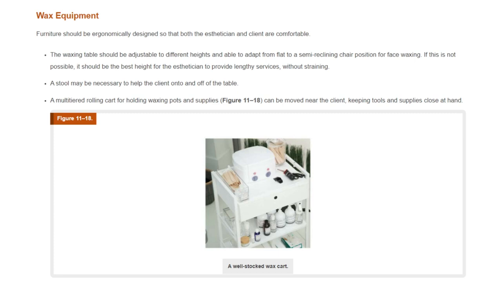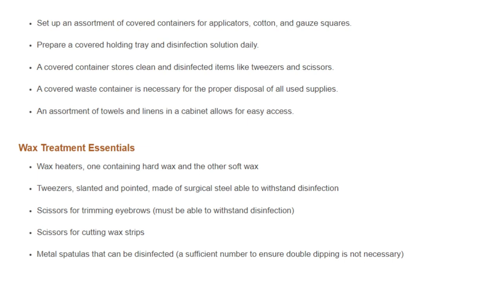A multi-tiered rolling cart for holding waxing pots and supplies can be moved near the client, keeping tools and supplies close at hand. Figure 11-18. A well-stocked wax cart. Set up an assortment of covered containers for applicators, cotton, and gauze squares. Prepare a covered holding tray and disinfection solution daily. A covered container stores clean and disinfected items like tweezers and scissors. A covered waste container is necessary for the proper disposal of all used supplies. An assortment of towels and linens in a cabinet allows for easy access.